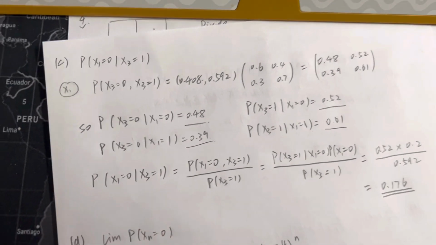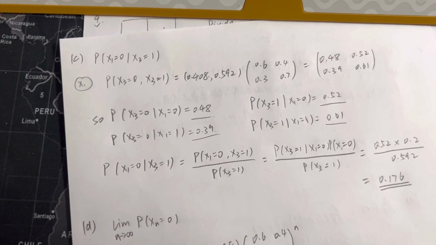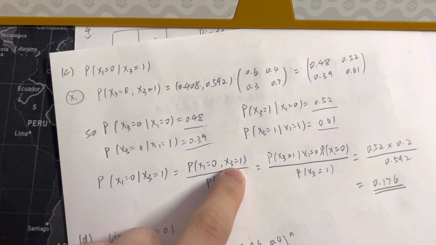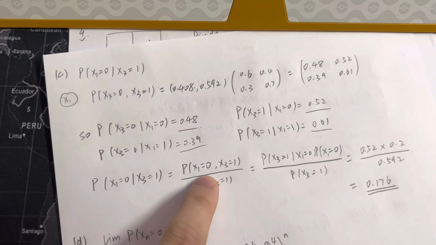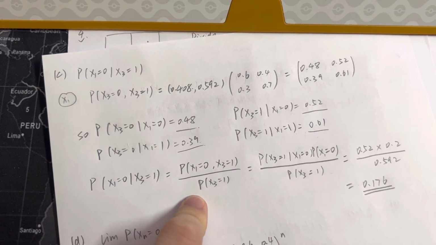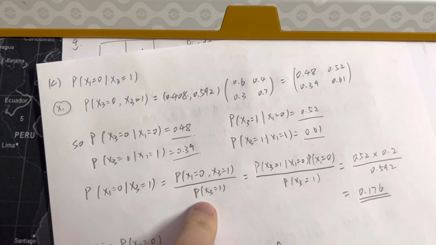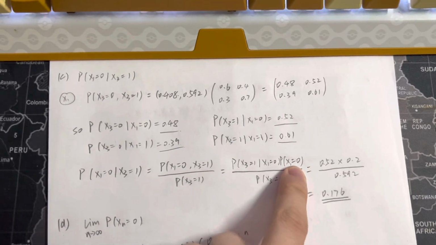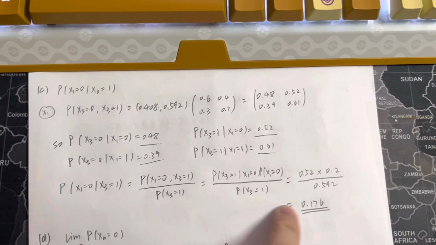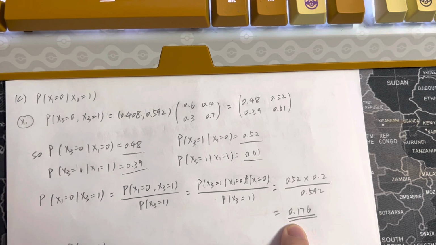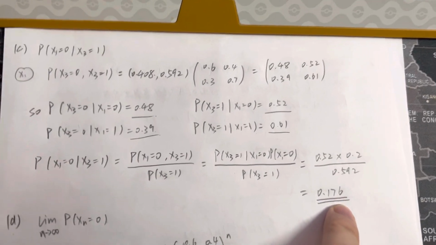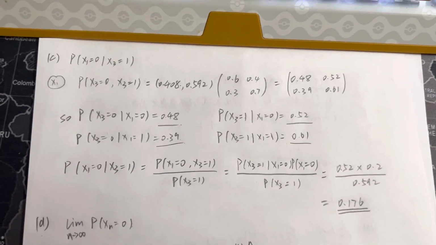Using the formula from the lecture, we compute the probability that x3 is 1 and x1 is 1, divided by the total probability that x3 equals 1. From this, with 0 as input and 1 as output, we multiply and divide by the probability of x3, and we get the final answer for part 3, which is 0.176.